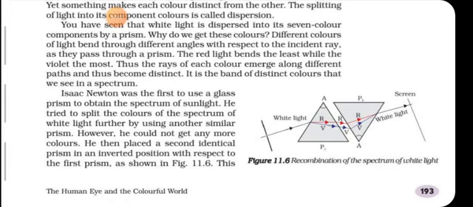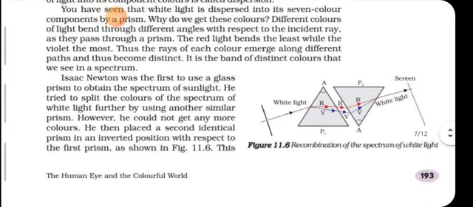Fine students. So what happens? He tried one more experiment, and that was known as the recombination of the spectrum of white light. He took two glass prisms, and he kept both the glass prisms in inverted positions of each other.